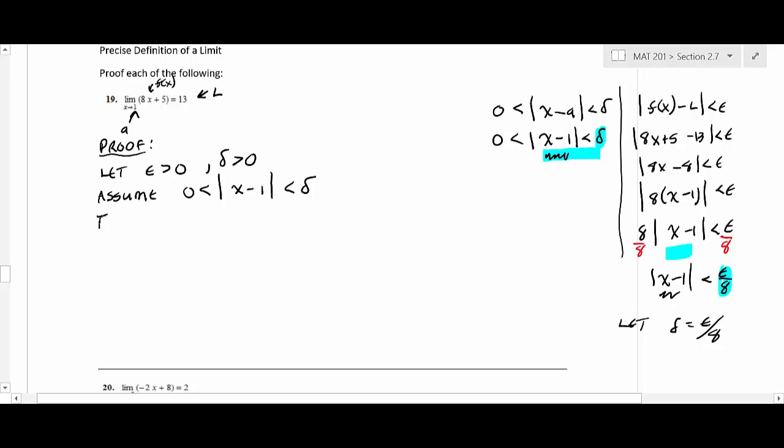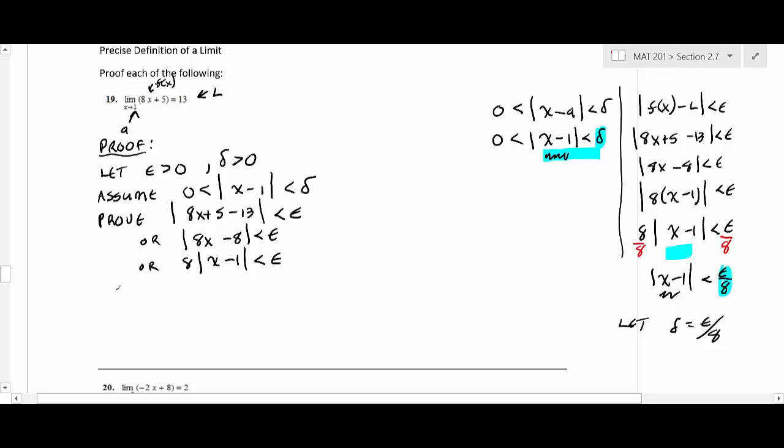What we're going to prove basically is that f of x, 8x plus 5 minus 13, is less than epsilon. So that's what we're going to prove. Or, more specifically, 8x minus 8 is less than epsilon, or more specifically, 8 times the absolute value of x minus 1 is less than epsilon. So that's what we're trying to prove.